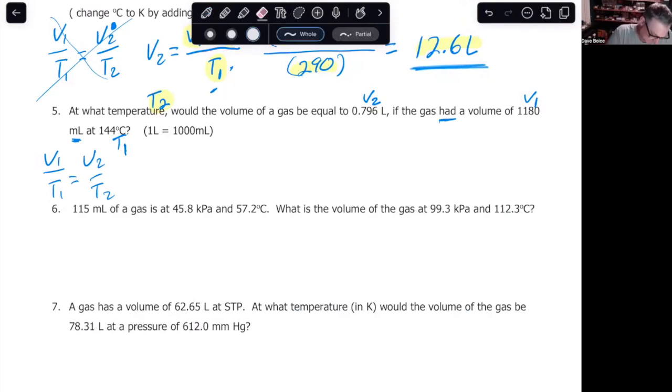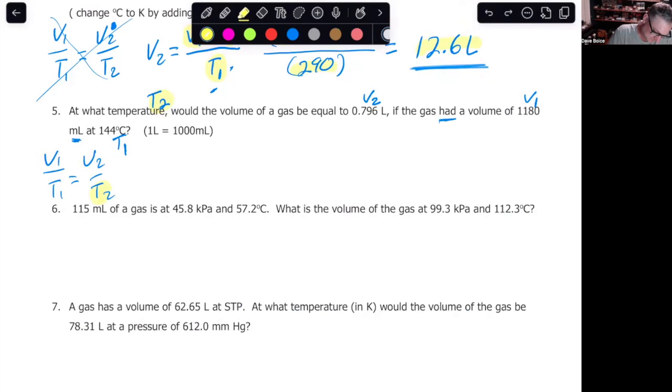And I want T2. And so I am going to cross multiply to get myself there. So I'm going to do this one a little quicker. Basically, cross multiply means that V1 times T2 equals T1 times V2. Cross multiply. Okay.